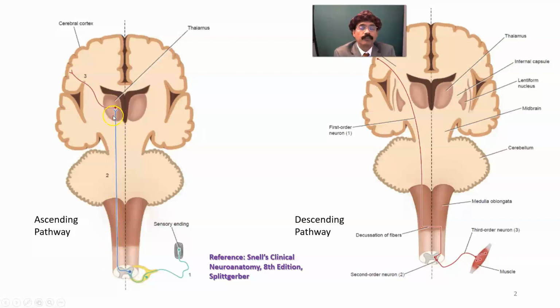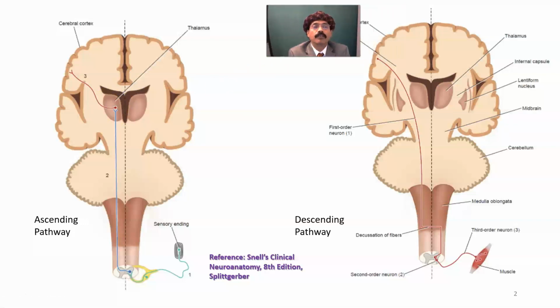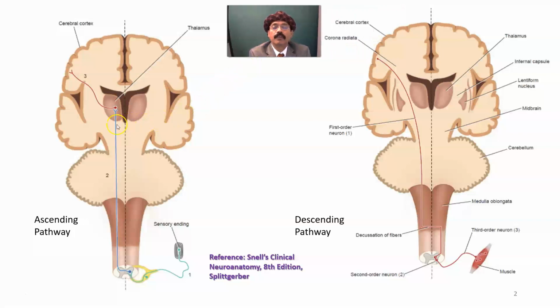So all sensation should go through the thalamus. The thalamus is the great sensory relay station. It receives all sensation except olfaction initially. Olfaction goes to the cerebral cortex directly, but it also has a connection to the thalamus.